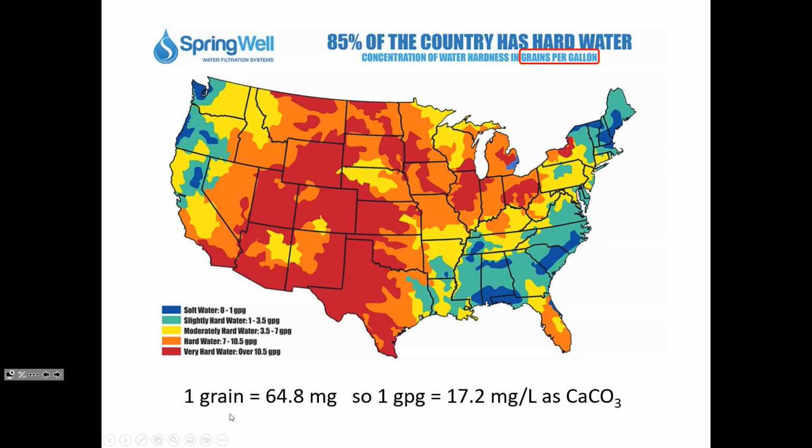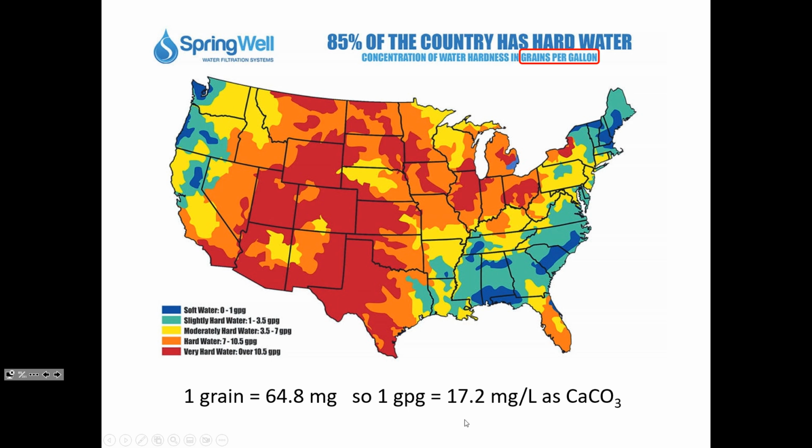Now here's another figure that also illustrates it, but it's showing the concentrations, rather than in milligrams per liter, in grains per gallon, which is just kind of an old-timey way, with units in the traditional system of grains. The other place you maybe hear about grains occasionally is bullet reloading. People talk about grains of powder. A grain is 64.8 milligrams, and so 1 grain per gallon is equivalent to 17.2 milligrams per liter as calcium carbonate.